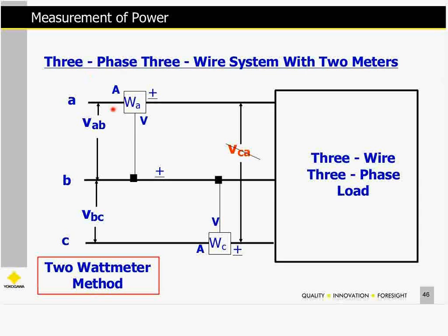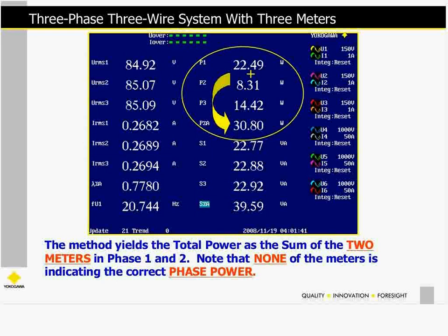Measure a current and a voltage from a line to line, and in this example, the B phase has become our pseudo-common, where we measure C to B and A to B in each of the phase currents. Now we can put the wattmeters in here, and we look at the power on each one. We got power 1 is about 22.5 and 8.3. They total up to the 30.